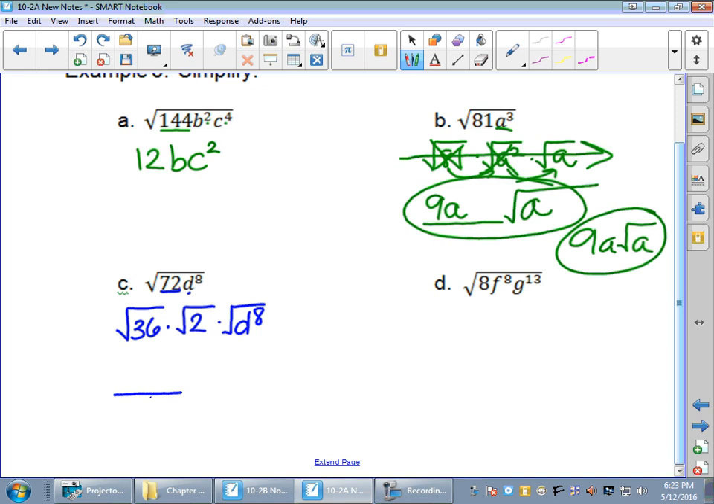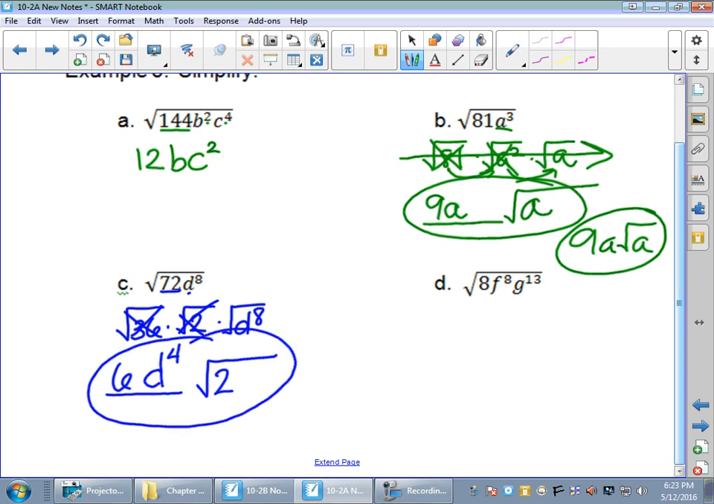So I'm going to have my space out in front. I got my radical. So the square root of 36 is 6 on the outside. It transforms. Square root of 2 goes inside the radical. Square root of d to the 8th becomes d to the 4th on the outside. When the number goes on the outside and is perfect, it loses the radical sign. That's the whole definition of a perfect. It becomes a whole number.